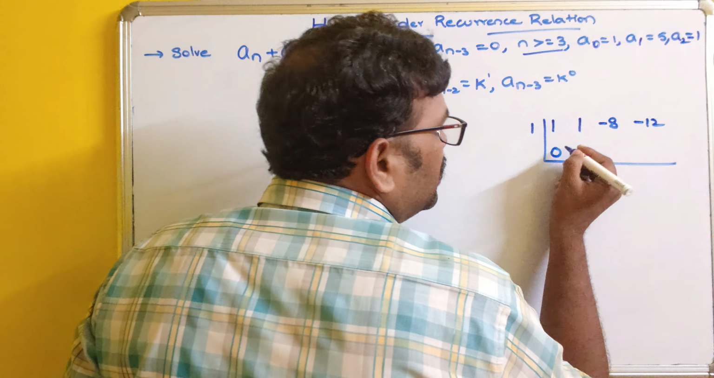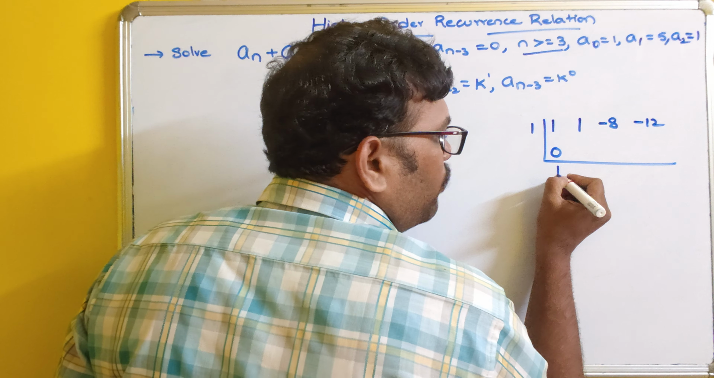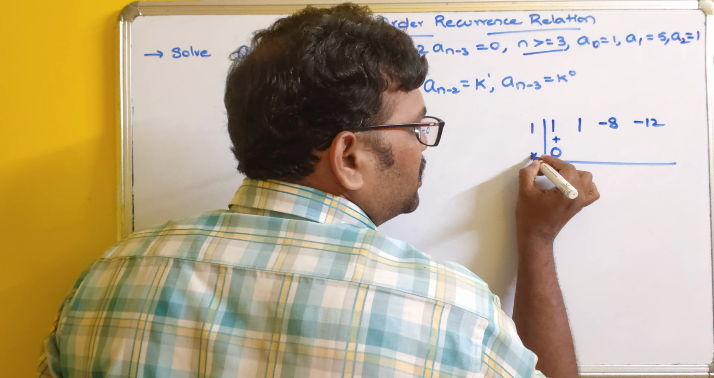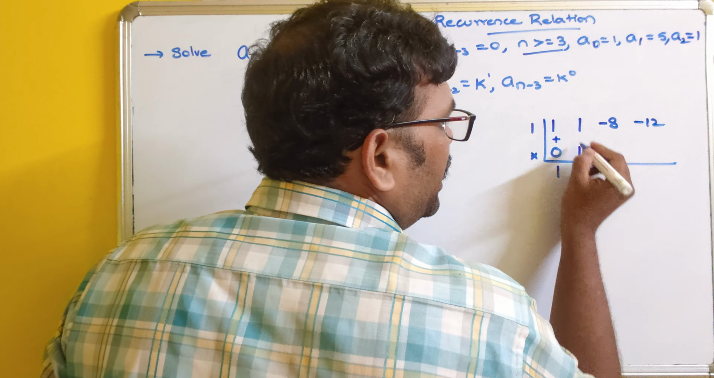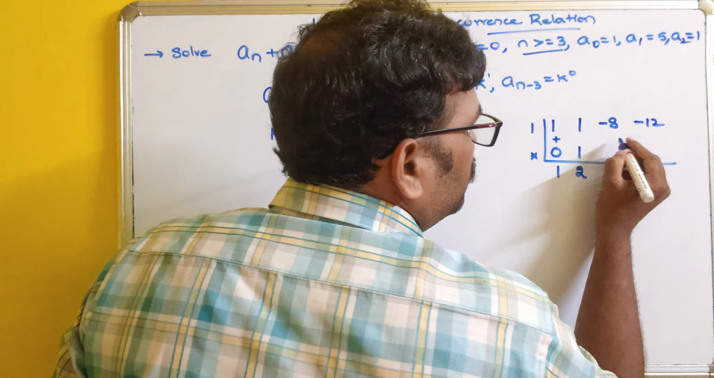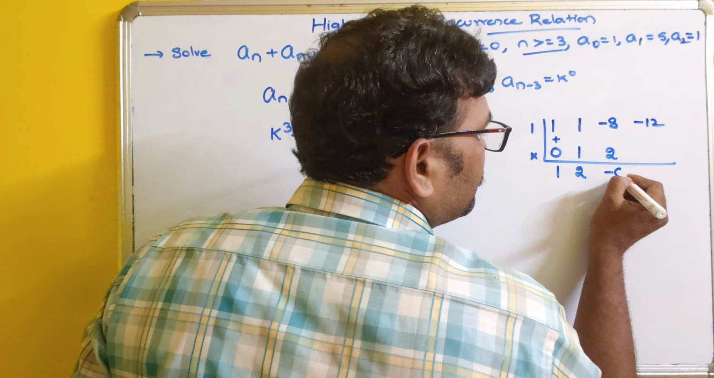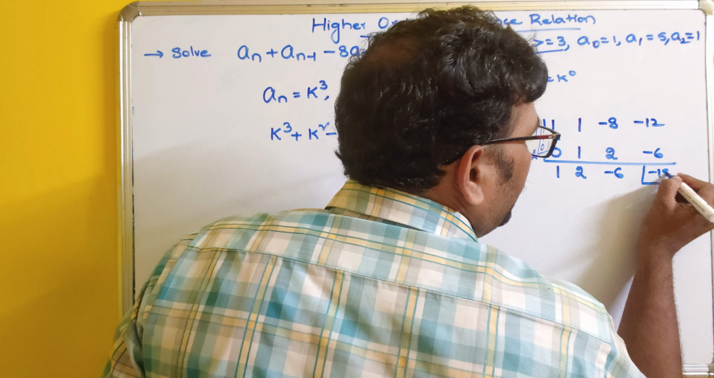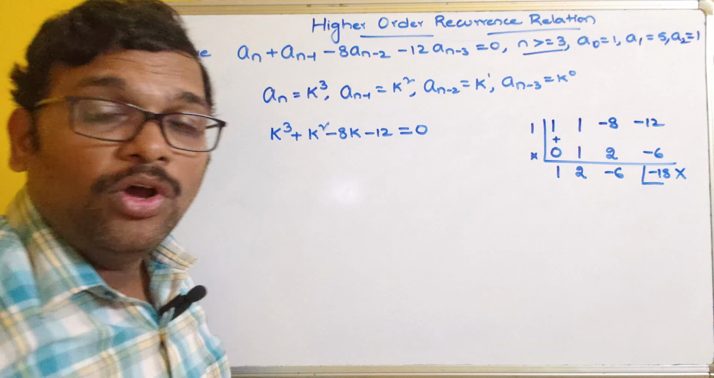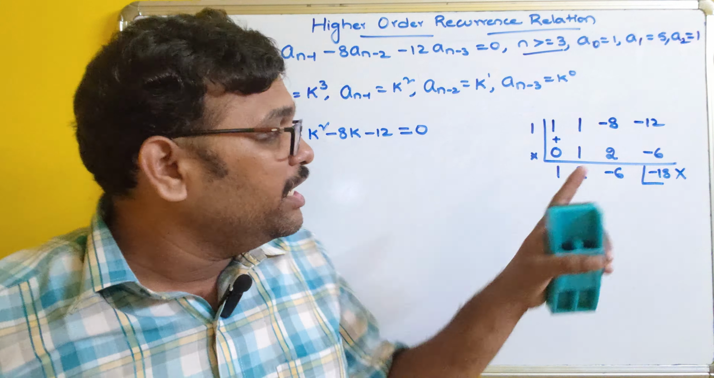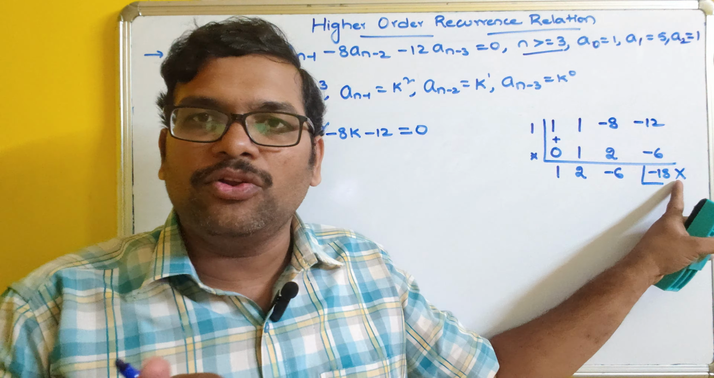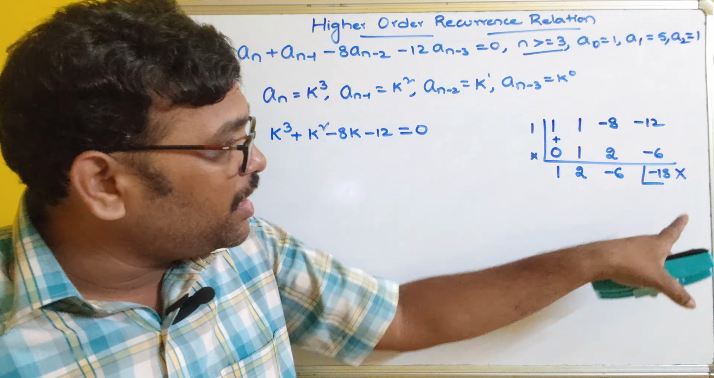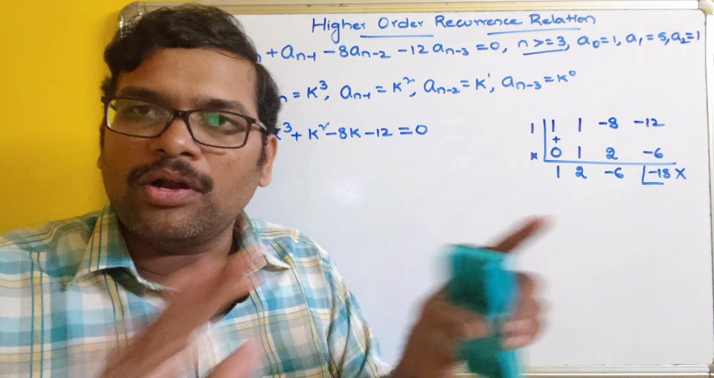Start with 0. So add these two things, 1 plus 0, it is 1. Multiply these two things. Okay, so this should be addition, this should be multiplication. So 1 into 1, it's 1. Addition, it's 2. 1 into 2, it's 2. Minus 6. 1 into minus 6, it is minus 6. So it becomes minus 18, which is not 0. If you got this particular position as 0, then we can say this particular value is a root. But here we are getting minus 18, so 1 is not a root.